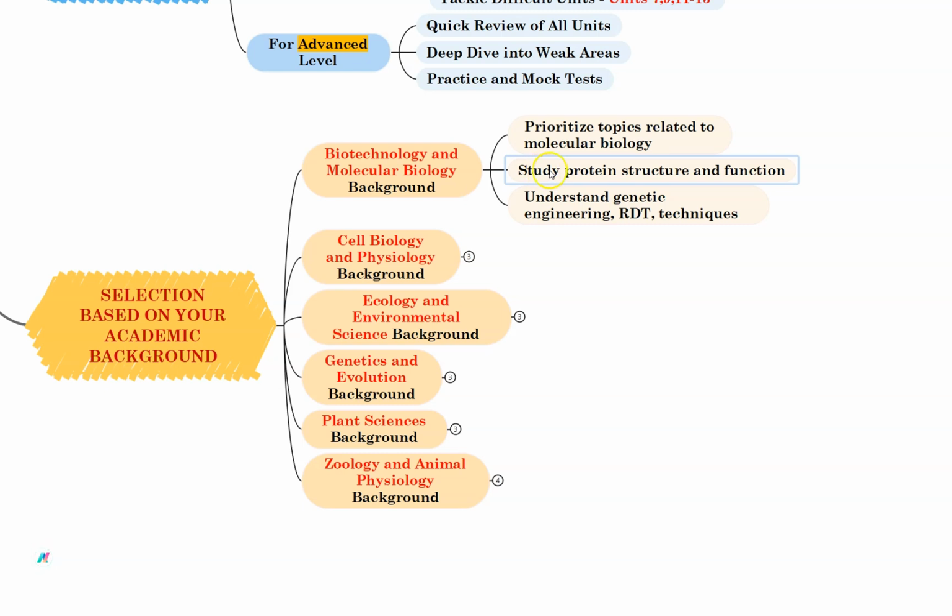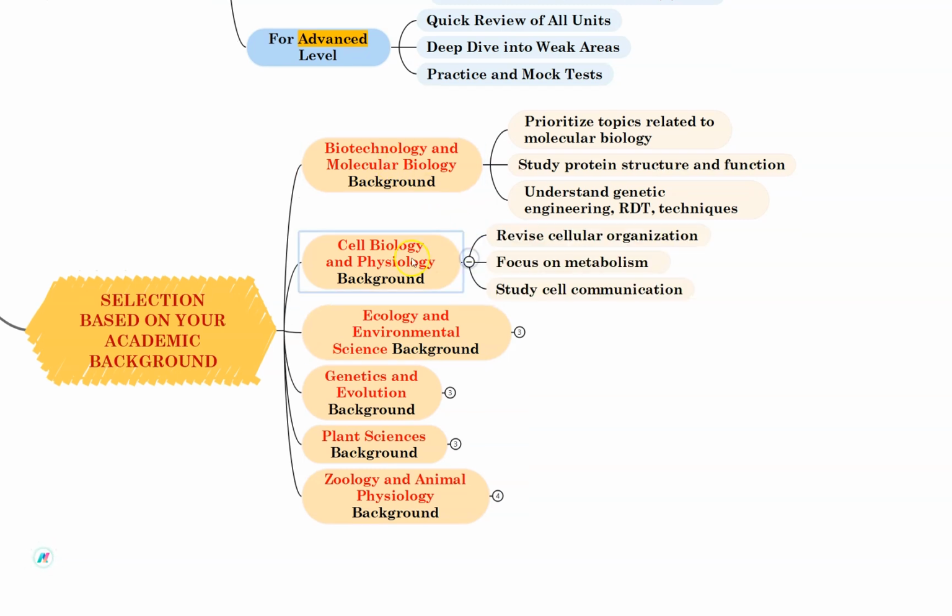Study the protein structure and function, including enzymes, receptors, signaling pathways. Understand the genetic engineering techniques, recombinant DNA technology, and also the different techniques given in Unit 13, the different biotechnological applications in Unit 12. These are the areas which you can easily study if you are from this background. So, in this last 30 days, your focus should be revising the most with least difficulty.